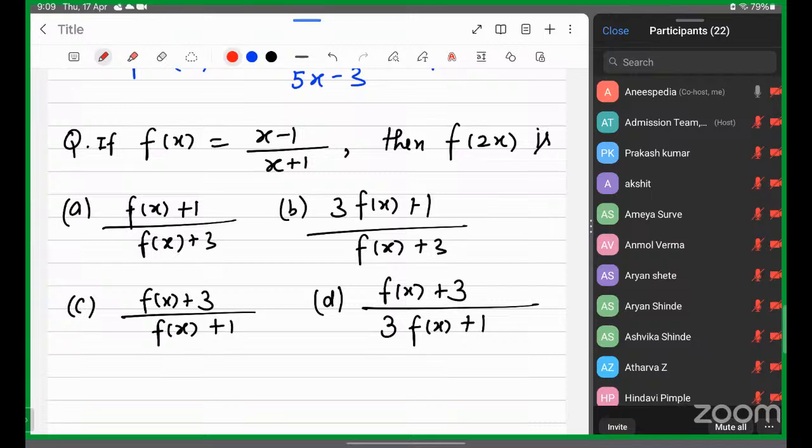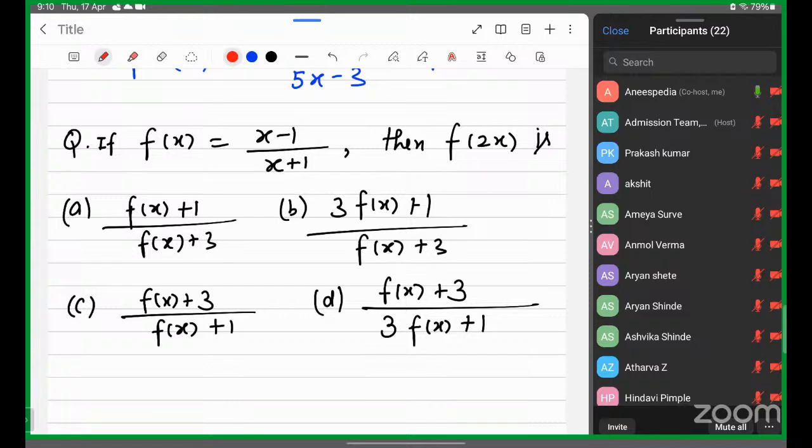So how will you solve it? F of x is given to us as x minus 1 upon x plus 1, and we have to find out f of 2x. If you want to find f of 2x, the simple and straightforward way will be to substitute 2x in place of x in the function f of x. If you do so, the function looks like 2x minus 1 upon 2x plus 1. But the options are not in this format. Options are in the form of f of x. So this approach will not work.